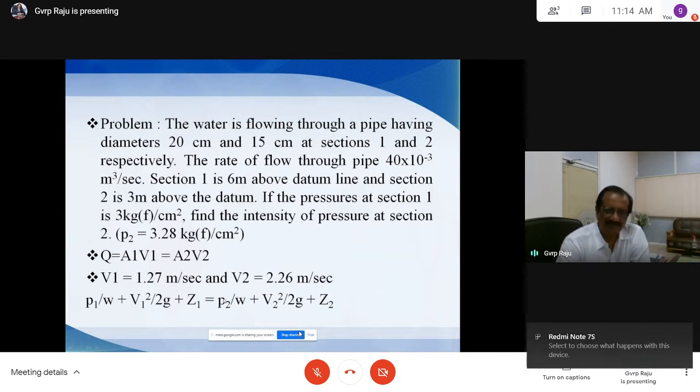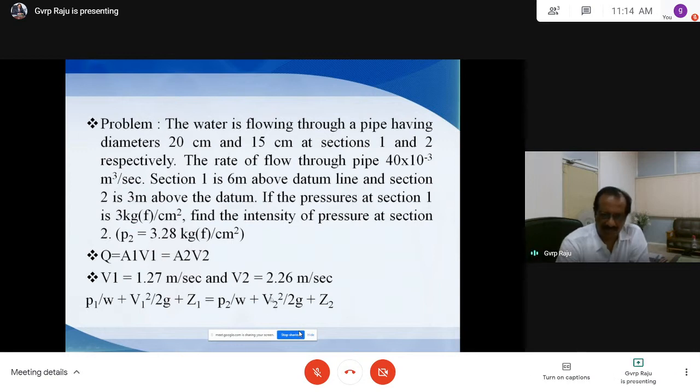And P2 is not known. V2 is 2.26 here, so V2 square by 2G is 2.26 square by 2 into 9.81, where G is 9.81. Then Z2: section 2 is 3 meters above the datum, so Z2 is equal to 3 meters. So you have all the values except P2 here.